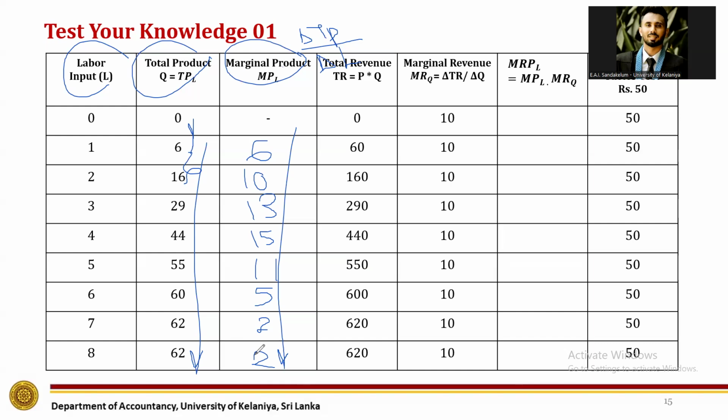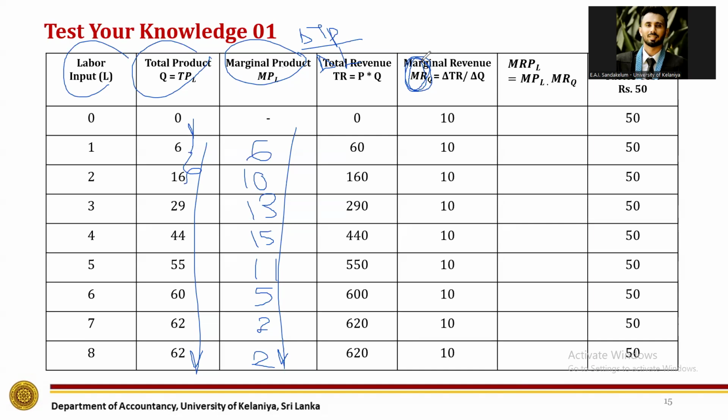Stage 2. The total revenue is given, and the marginal revenue is given. So now we need to find the marginal revenue product. How to find the marginal revenue product? Marginal revenue means, if there is a change of 1 unit of your variable input, 1 unit of labor, how much your total product and total revenue change.